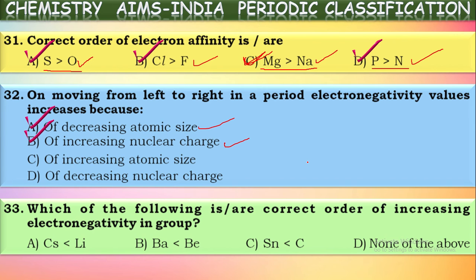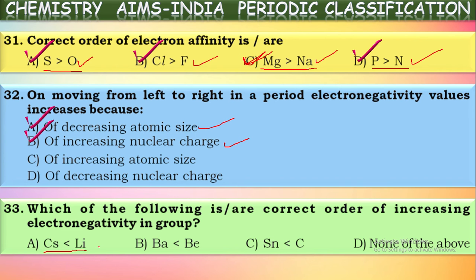Next one. Which of the following are the correct order of increasing electronegativity in a group? So first let us see what happens in a group to the electronegativity property. In a group, from top to bottom, atomic size increases. If the atomic size increases, electronegativity obviously decreases. Now see the relation between the elements given here. We know cesium and lithium belong to the same group, that is the first group. From lithium to cesium, size increases. So electronegativity decreases.